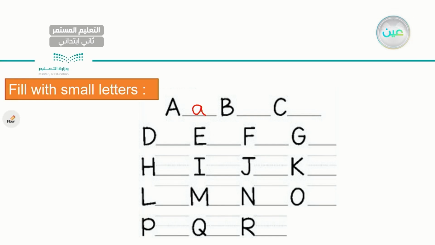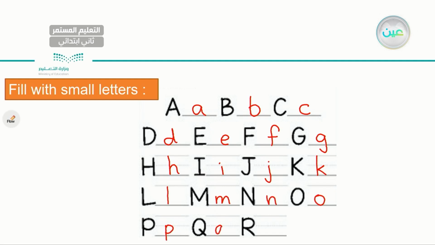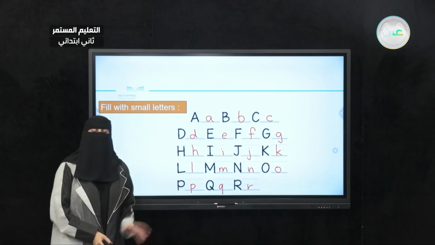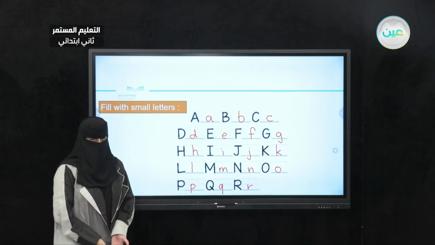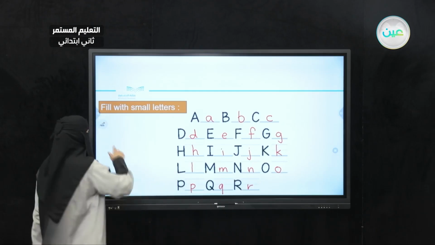A, small a, B, C, D, E, F, G, H, I, J, K, L, M, N, O, P, Q, and R. Very good, my dear student. So now we covered all the letters that we learned so far. Don't forget that we have more letters to come.